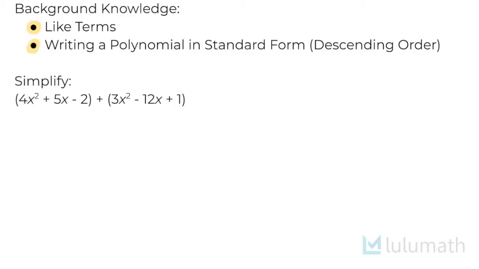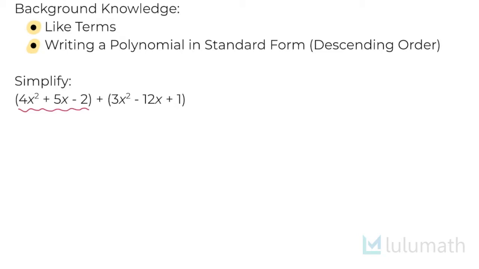So if you see here, we are asked to simplify the quantity 4x squared plus 5x minus 2 plus the quantity 3x squared minus 12x plus 1. So our brackets or our parentheses serve the purpose of grouping things together. And it's useful especially if we need to distribute something through. But if you look at this example, this 4x squared plus 5x minus 2, there's nothing that really needs to be distributed through.